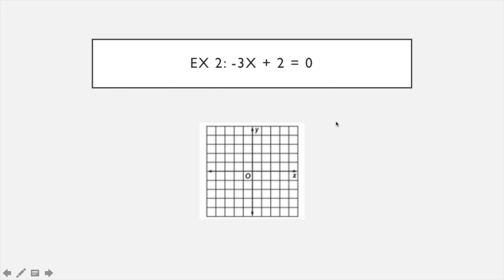So example 2. We want to first say, okay, we want our equation solved for 0. We want to set it equal to 0. So we already have that, so that's good. The second step, we need to replace 0 with f of x. So let's rewrite that. Negative 3x plus 2 equal to f of x. And it's f of x is the same thing as y, so don't be thrown off by that. So y, or f of x, equals negative 3x plus 2.